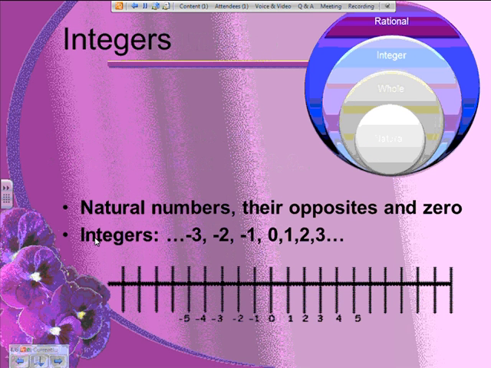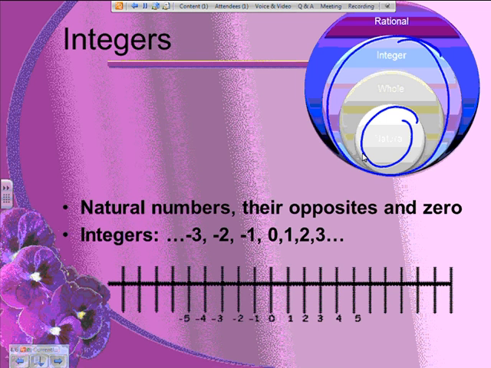The integers just add the opposites to the mix. So -5, -4, 0, 3, 5. Those are the integers. And again, you'll notice that the natural numbers are inside the integer bucket.